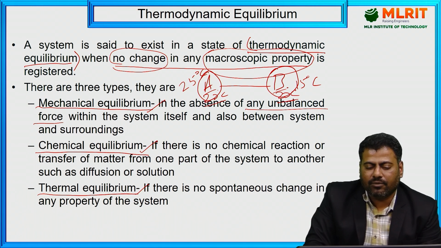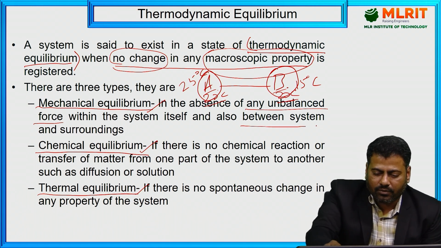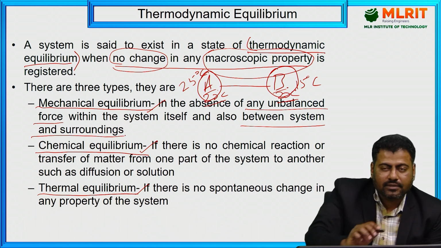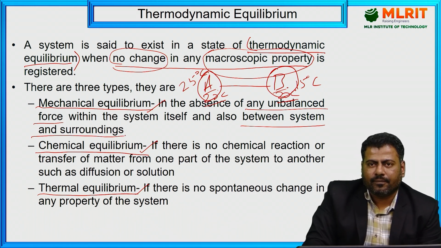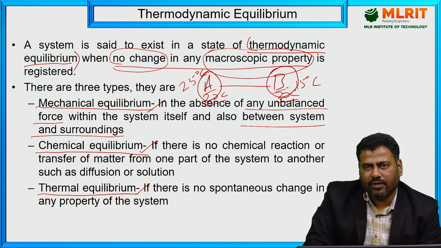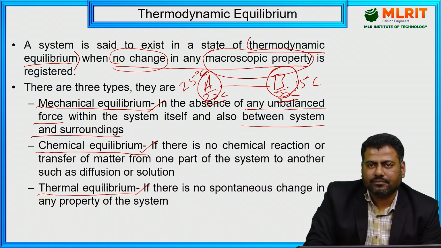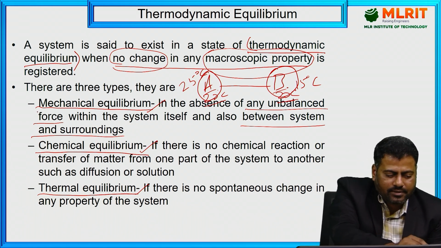Or we can say between the system and surroundings. Got it? So any unbalanced forces, with respect to the system and surroundings or between the two systems, if they get balanced, then that is what exists in the form of mechanical equilibrium. Got it? So always with respect to the forces.